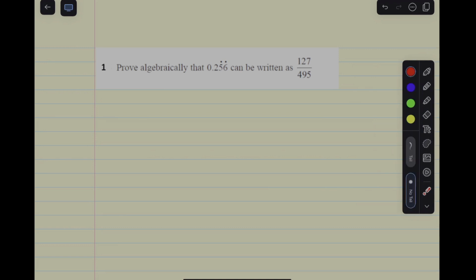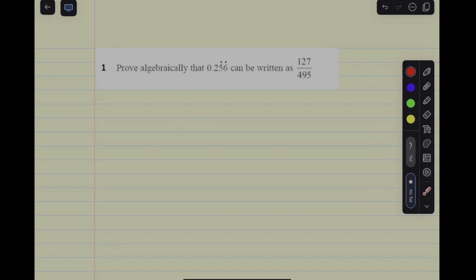So let's have a look at the question. Prove algebraically that 0.256, with the 56 recurring, can be written as 127 over 495. So with this question, we just like to use algebra.